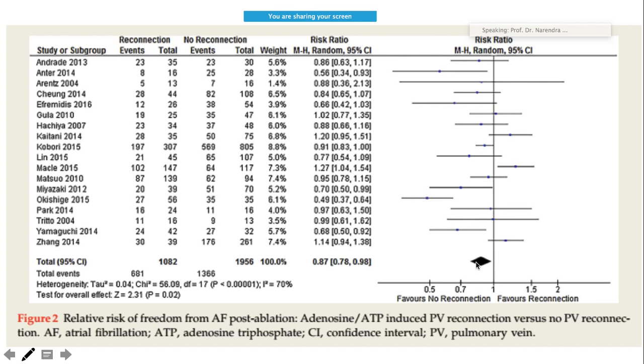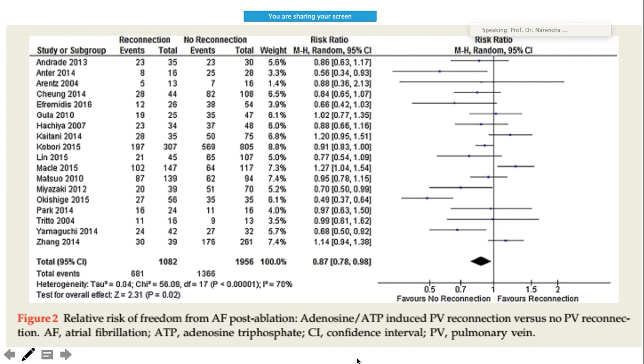So this shows the relative risk of freedom from AF post ablation, adenosine versus ATP induced PV reconnection. So these are the two different groups in which you are trying to see. Did you all understand it actually? And then, of course, you try to conclude as well that, in this slide itself, the last line is already there. So it favors no reconnection; that group has got much better weightage, in fact. So that is what will be the conclusion.